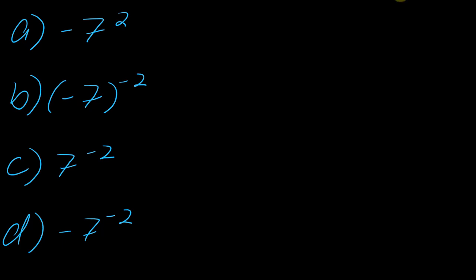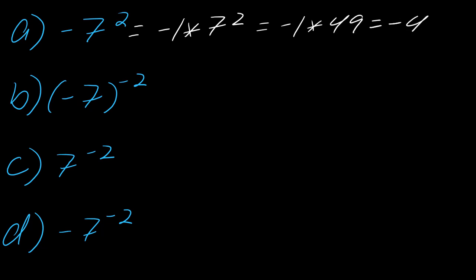Okay, so A, my reasoning here. No negative exponent, okay? So I do have a negative number, and the negative number does not have parentheses around it. So I'm going to think of this as two separate operations, like this. So this becomes negative 1 times 49, so this equals negative 49, okay?